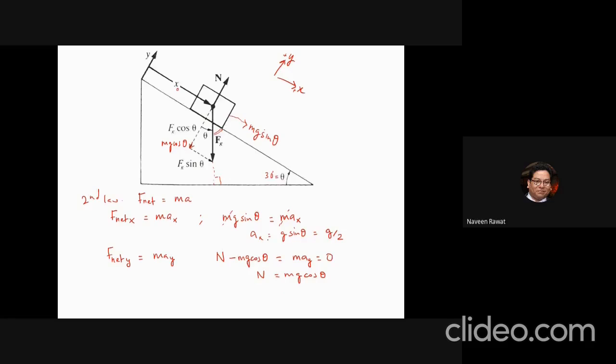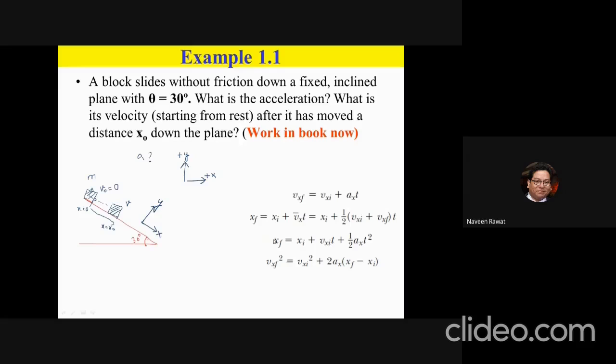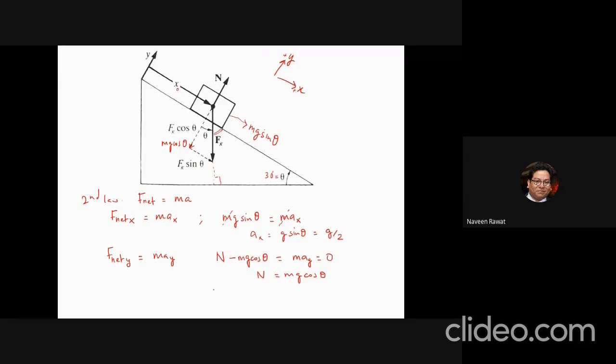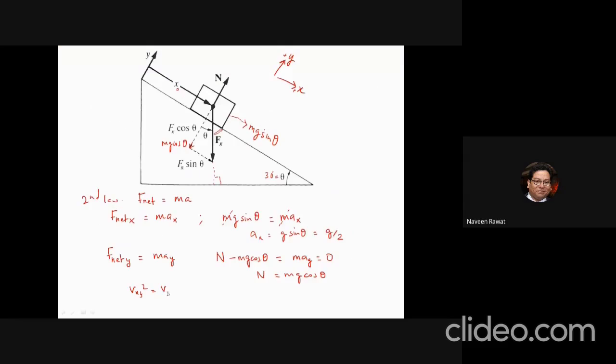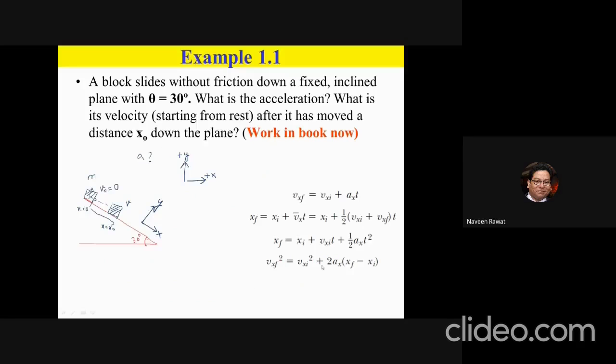Now how do we solve for the velocity? Previously we had been given these equations. If you look at the last equation, let's write that down. You have vxf squared is equal to vxi squared plus 2 times acceleration ax, times x final minus x initial. That is the equation we will use.